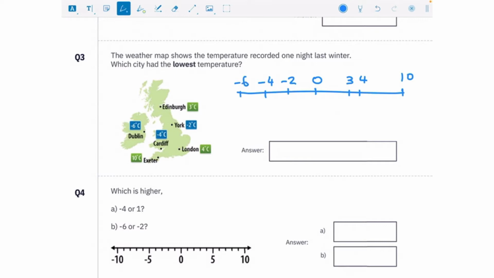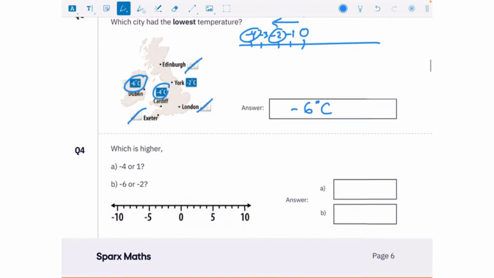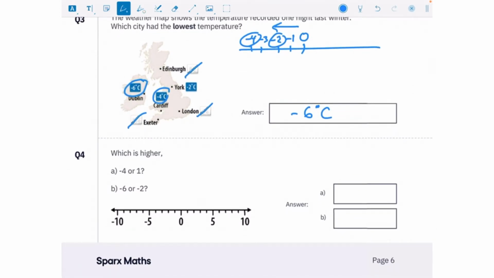So the lowest temperature is going to be the one that is the furthest into our negative numbers, and that's going to be -6. Which city is that? Well, that's Dublin. So that is our lowest temperature. For question number 4, which is higher, -4 or 1? Well, again, we know that negative numbers are always lower than positive numbers. -4 is here and 1 is here, so 1 is going to be higher.